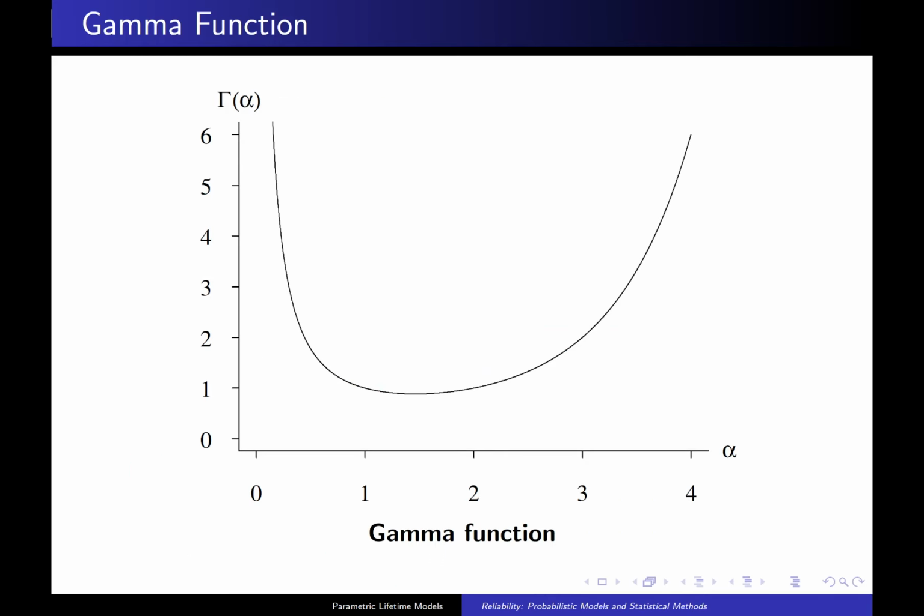Here is a picture of the gamma function. We have alpha on the horizontal axis and gamma of alpha on the vertical axis. And if you remember from earlier, this is a smoothing of the factorials. So when you put in alpha equals 1, you will get 0 factorial, which is 1. When you put in 2, you will get 1 factorial, which is again 1. When you put in 3 as an argument into the gamma function, you will get 2 factorial, which is 2. And finally, when you put in 4, you will get 3 factorial, which is 6, and that is this height right here.